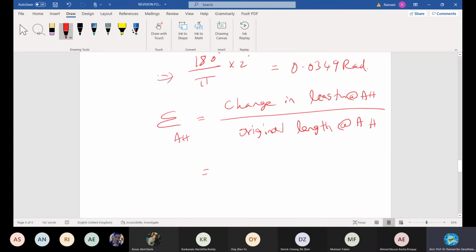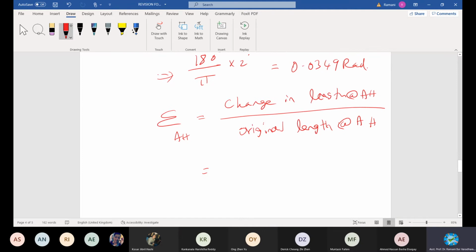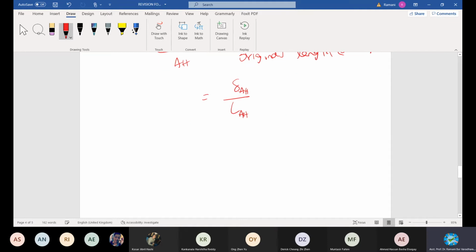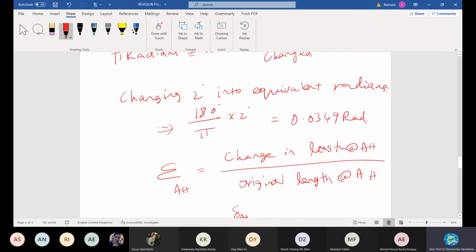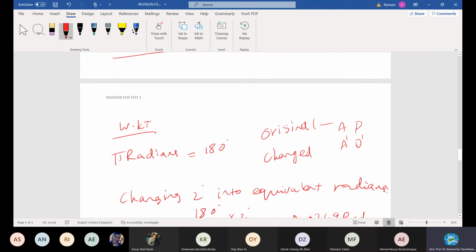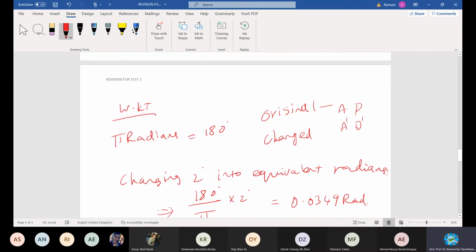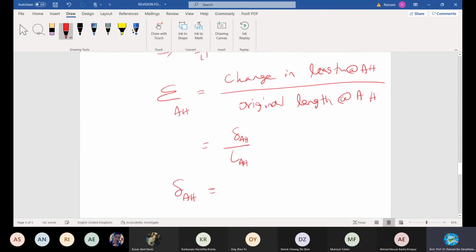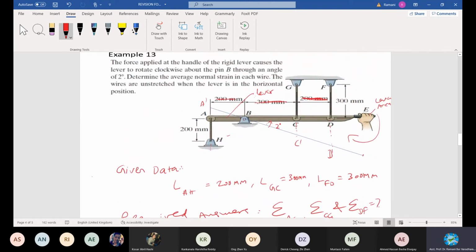What is the change in length? We need to find delta AH, right? Let it be delta AH divided by LAH. Do you have delta AH? Don't have, right? You need to find delta AH. Delta AH is equal to, what is the value of this one? The radians we found out just now, 0.0349. Am I right?